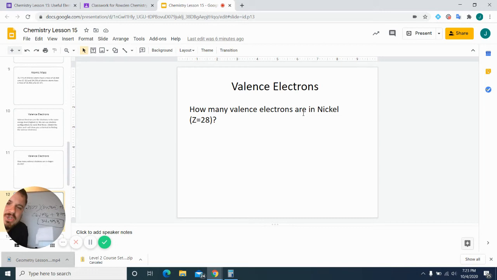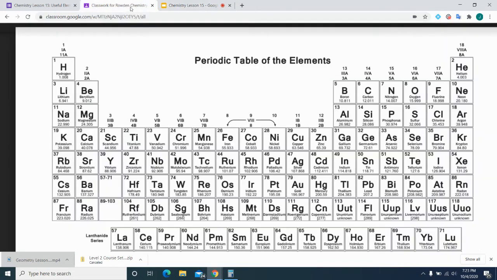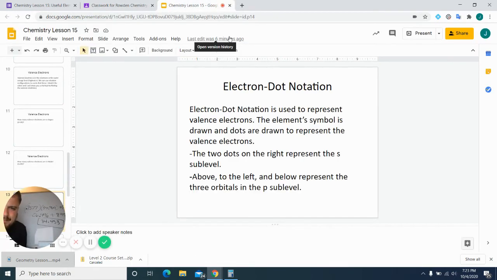How many valence electrons are in nickel? That's actually, you know what? We'll do this nickel right here. Most of these are only going to have 2. So let's skip nickel for now because I want you to focus on the trick I just showed you. So let's not worry about that for now.